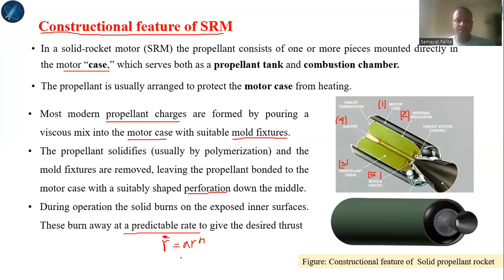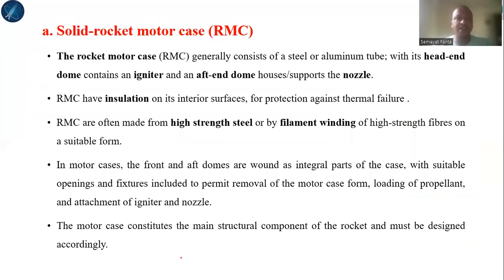So with this predefined burn rate, the propellant will burn. Now the first part is the rocket motor case. The motor case generally consists of a steel or aluminum tube. For simple construction, we use an aluminum tube. For a real rocket case, we use high strength steel, not simple steel.